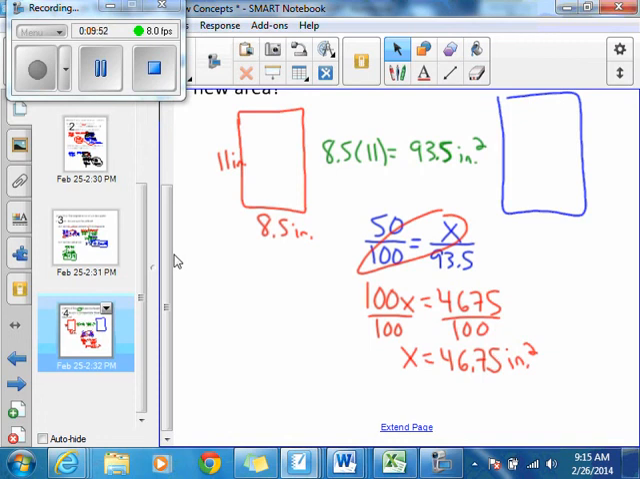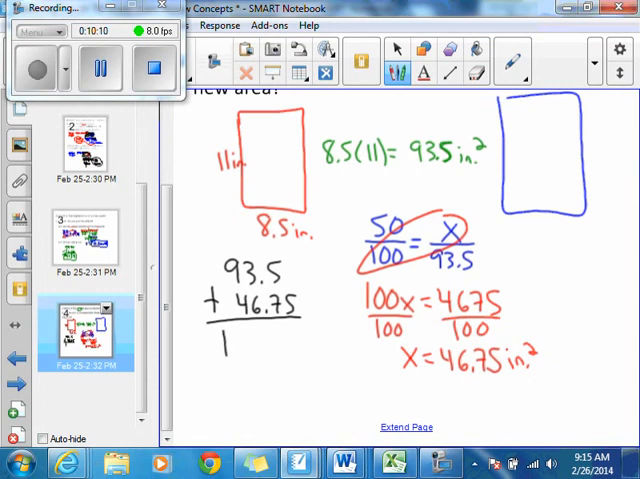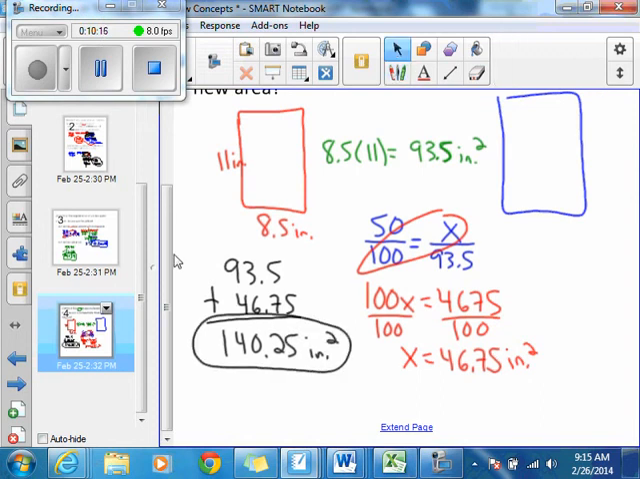So if it's increasing, it's going up. So we're going to go back to our original area, which is 93.5, and we're going to increase it by 46.75. If we take 93.5 and increase it by 46.75, we get a grand total of 140.25 inches squared. So the new area would be 140.25 square inches.